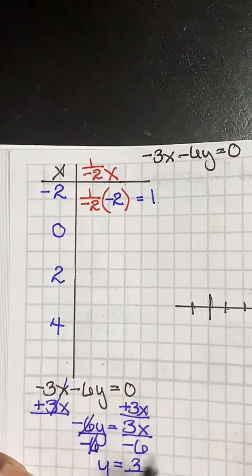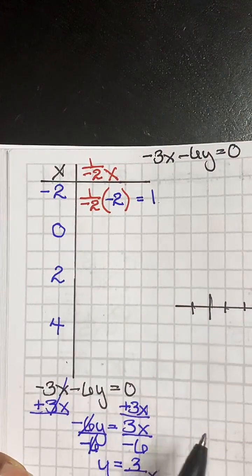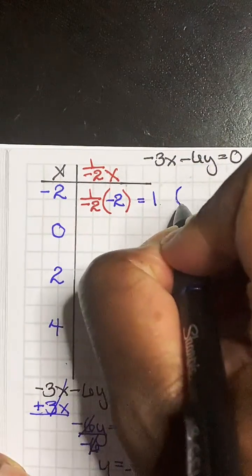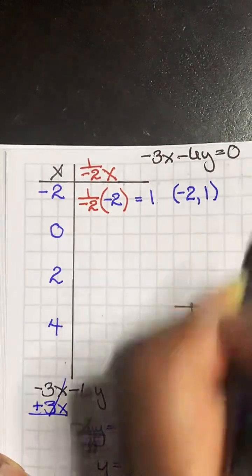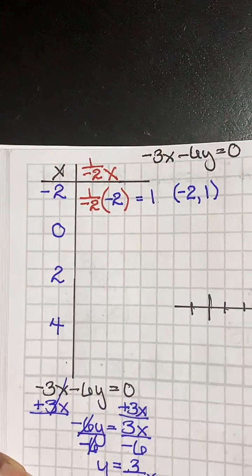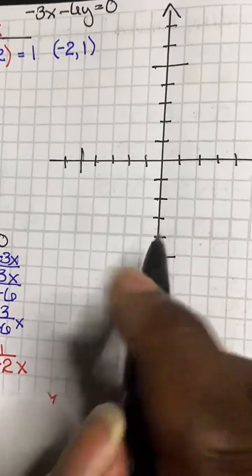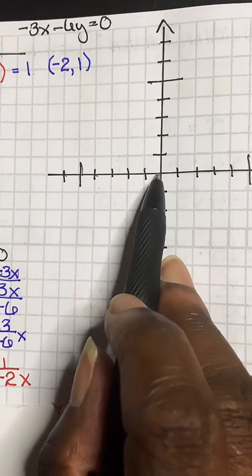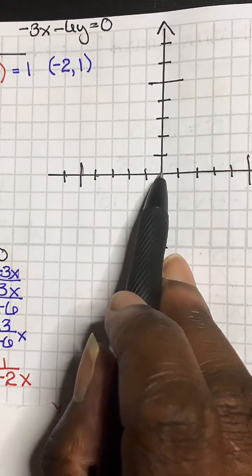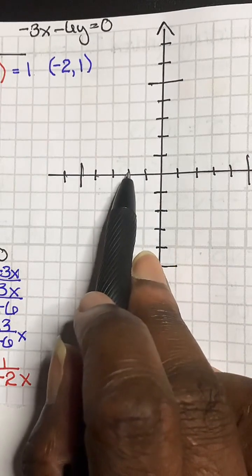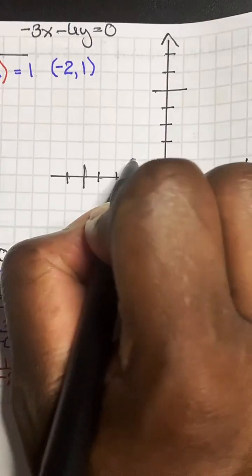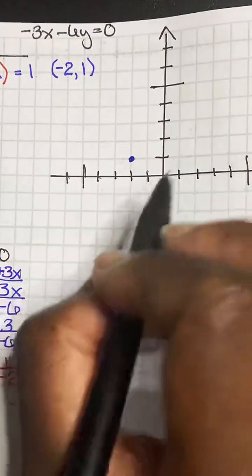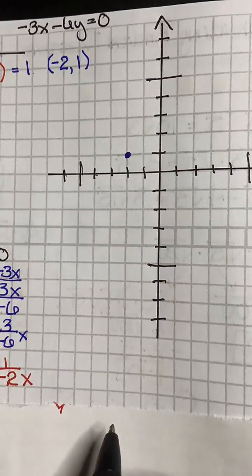Okay, so you just found an ordered pair. The ordered pair is -2, and your output is 1. So you're starting at the origin. Your x is -2, that means I'm going to the left 2. Your y is a positive 1, so I'm going up 1. And I'm plotting my first point.